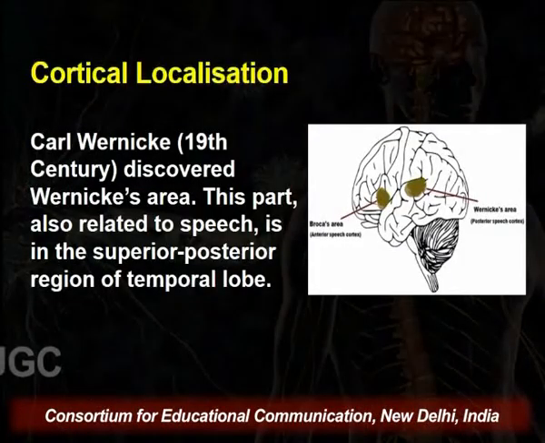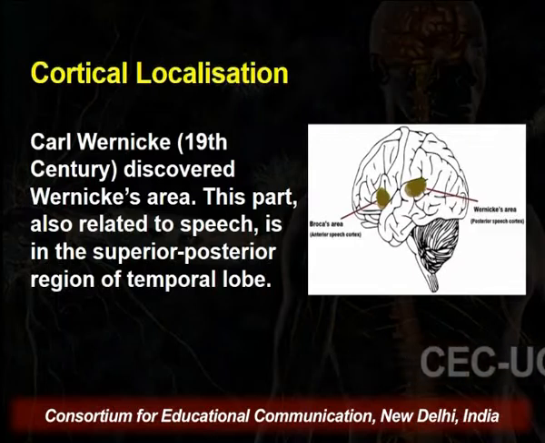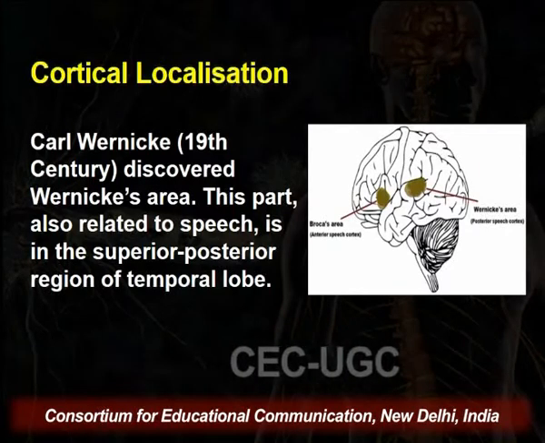This part is related to speech and is located in the superior posterior region of the temporal lobe, because we will get to know at a later stage that there are 4 types of lobes: frontal, parietal, temporal, occipital, which are responsible for different activities. Wernicke's area is located in the temporal lobe and is related to the comprehension aspect. Broca's area is related to speech, the speaking aspect, whereas what is spoken is comprehended, understood, by the area known as Wernicke's. So these two areas are closely related.